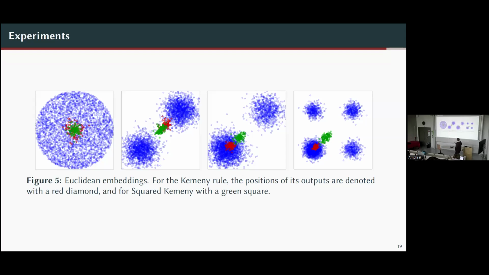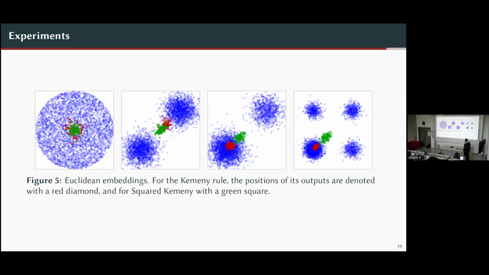And here we see that Kemeny and Squared Kemeny don't meaningfully differ on this very well-behaved instance. Just going in the center is typically the right idea. Then here I have a mixture of two Gaussians, same size, and again, they agree where to go.